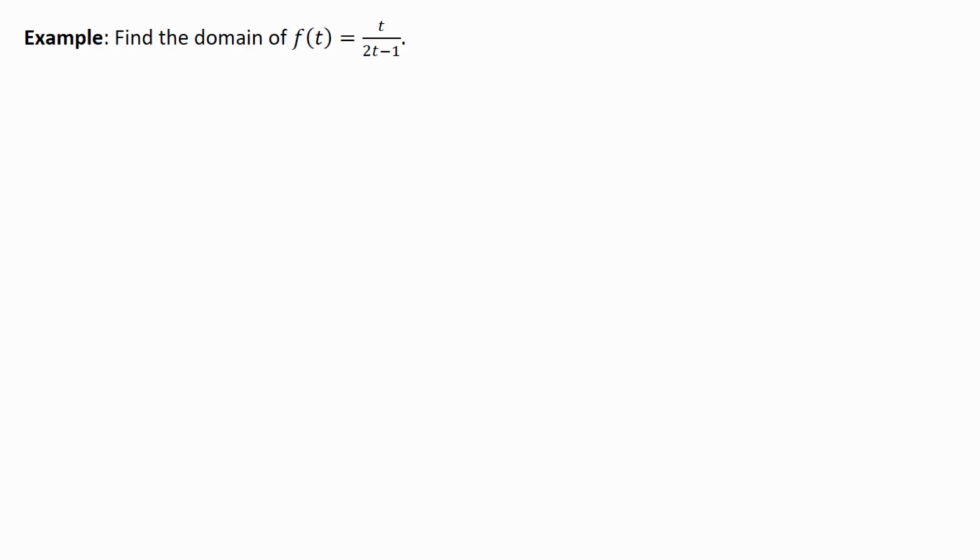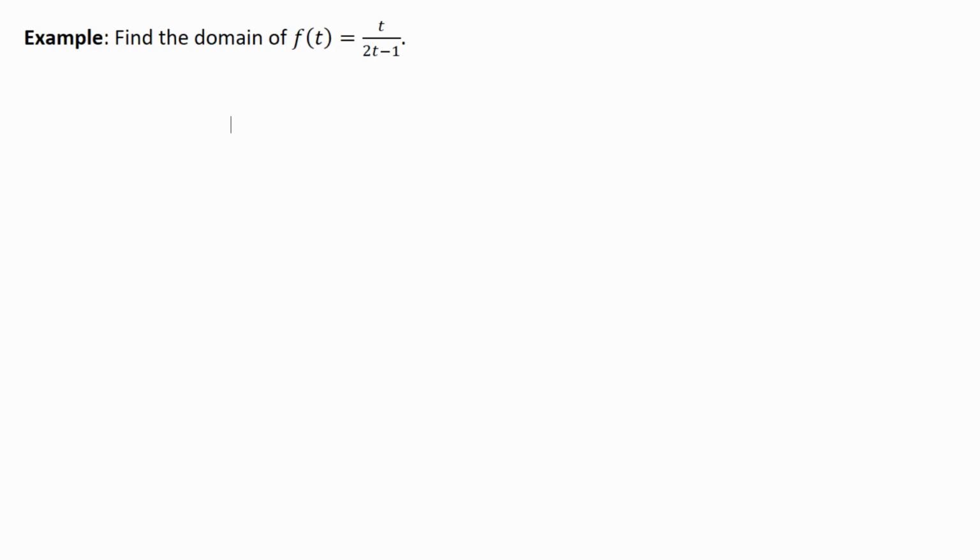In the next example, let's find the domain of f of t equals t divided by 2t minus 1. Now, the domain is the set of all inputs you're allowed to plug in the function. In this case, a domain value is represented by t instead of x, but the definition doesn't change. It doesn't change the fact that the domain is the set of all values you're allowed to plug in.